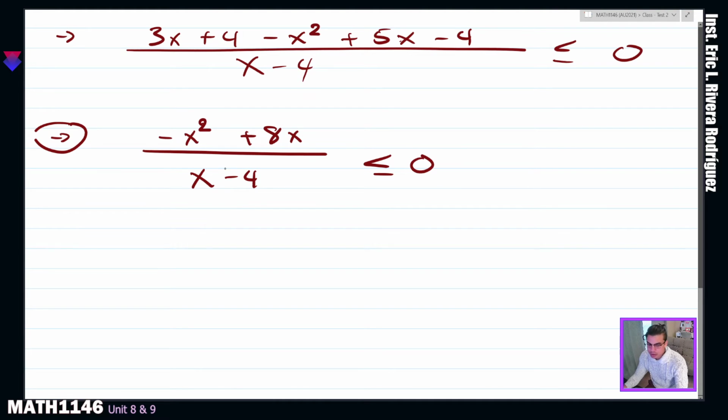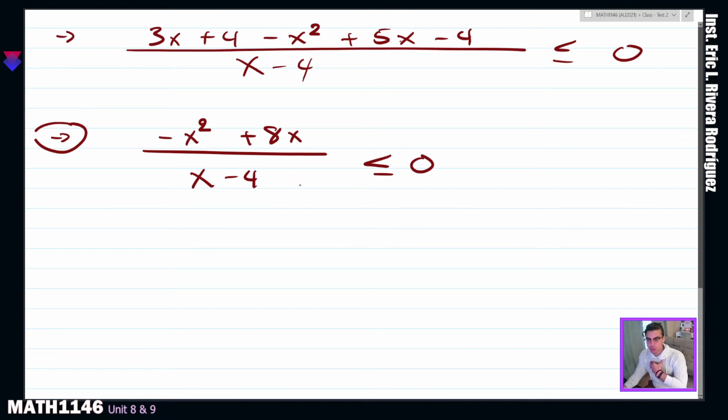Amanda, that's a good question. Why will we not cancel x minus 4? Let's see if we can cancel x minus 4. Okay, let's see what happened. Remember that this is a rational function. Let's try to do a simplified version of the rational function. Before doing that, you can stop here, and this is good enough to start working with the inequality.